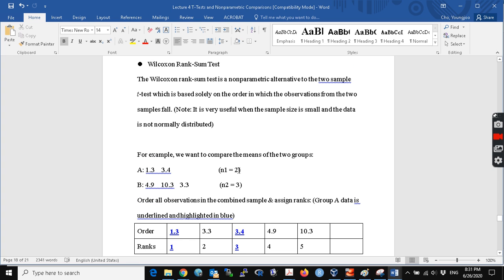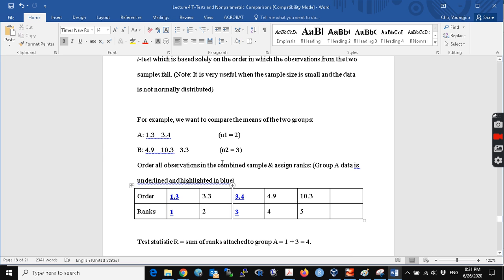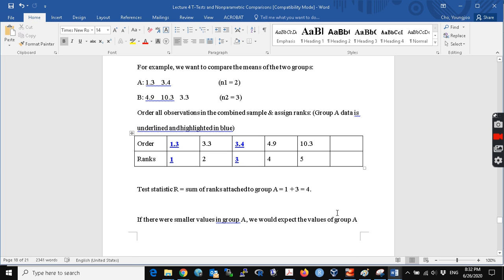So the idea of this test is that if we want to compare the means of two groups, we order all the observations. In ascending order, say 1.3, 3.3, 3.4, 4.9, 10.3, and then we make a rank for these five observations. So for group A, we have rank 1 and rank 3. Then we calculate the rank sum for group A, which is 4.